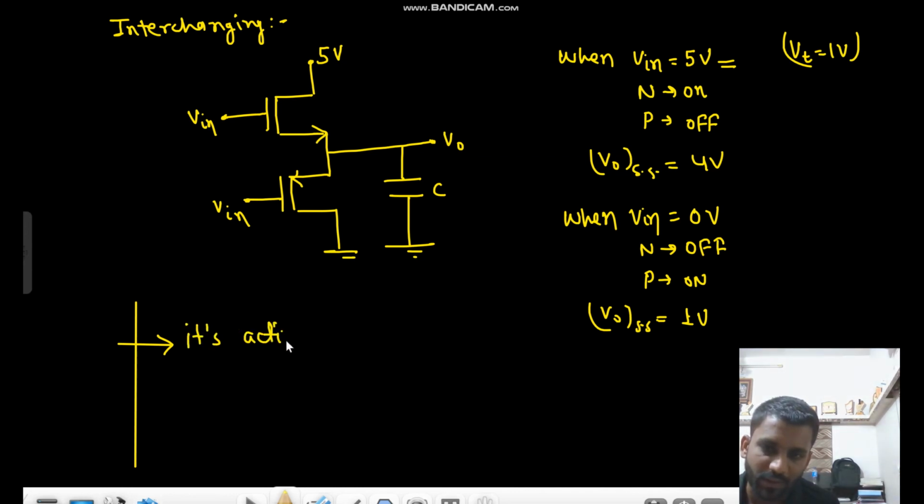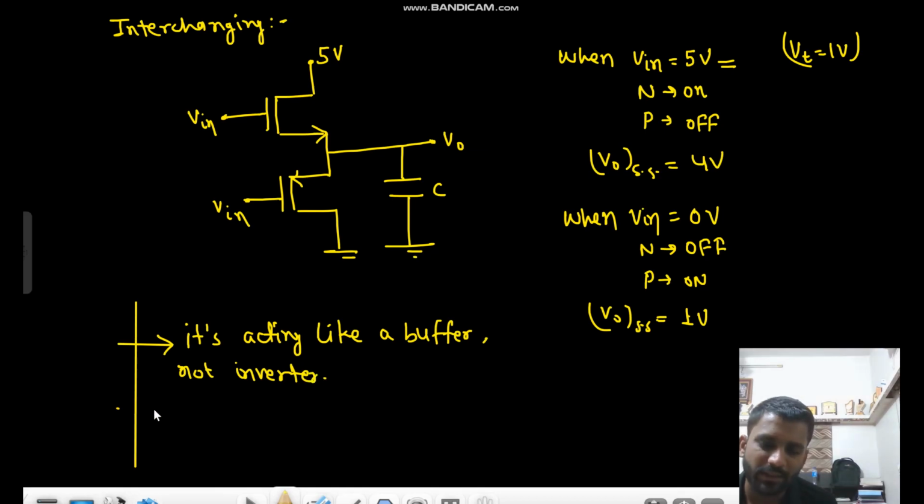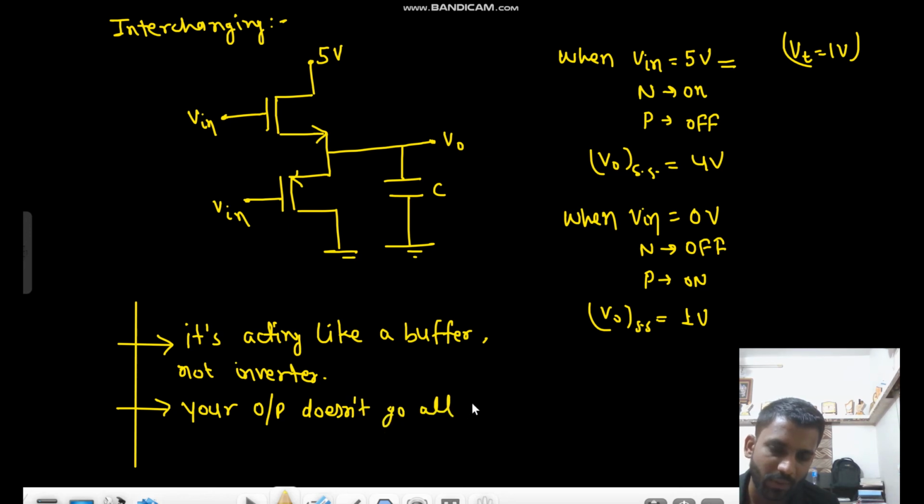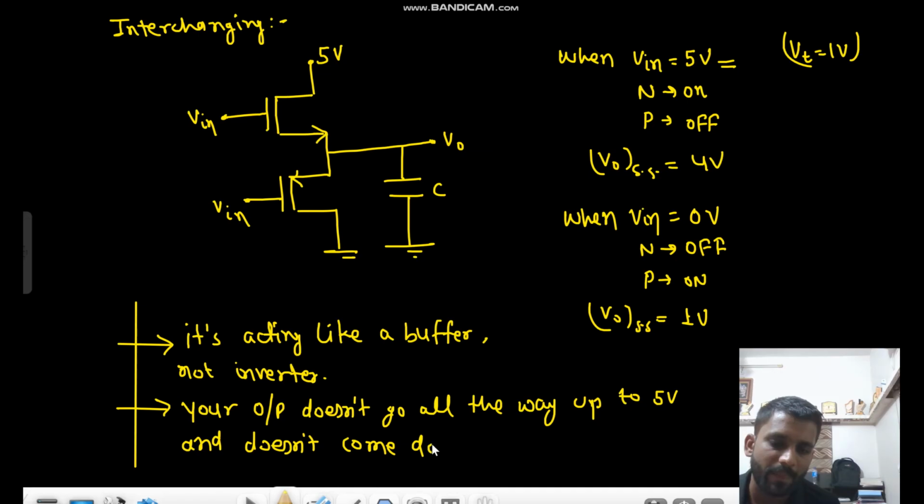It's acting like a buffer, not an inverter. And the second thing is that your pull up output doesn't go all the way up to 5 volt and doesn't come down all the way to 0 volt.